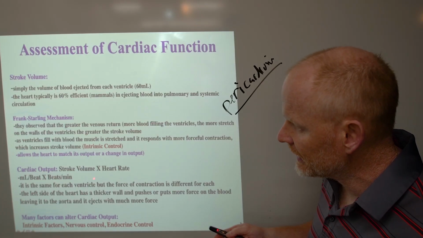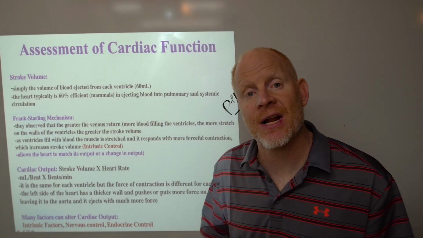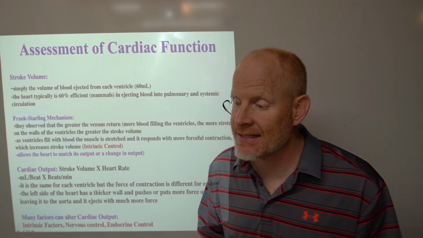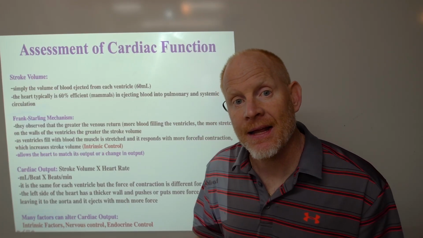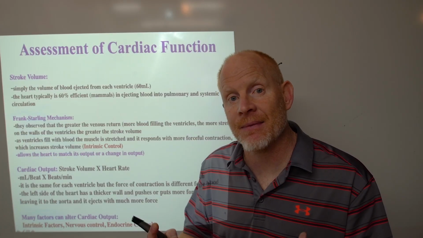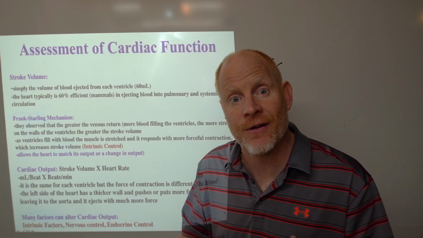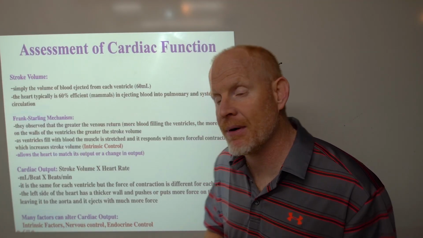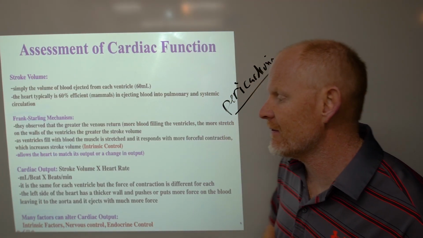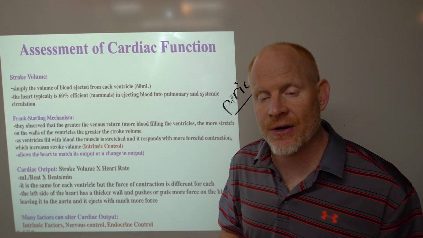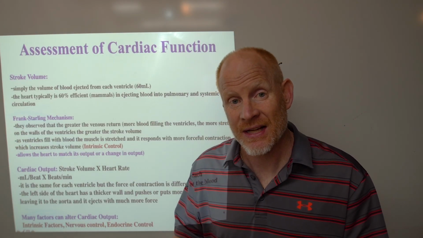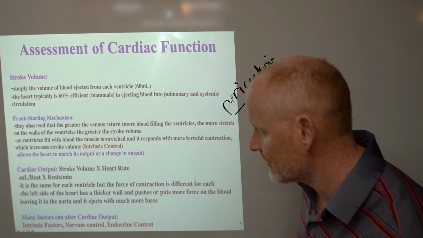Now, cardiac output is stroke volume times heart rate, and that gives you an idea of how much blood is leaving. Let's say normally 70 mils leave per beat, and the normal person has 80 beats per minute. If you multiply 70 times 80, it's over 5 liters of fluid leaving the heart every minute. So the heart is very effective in pumping blood, and it's very effective in pumping blood under very high pressure. During systole of the left ventricle, 120 millimeters of mercury is produced, so it's a lot of pressure.